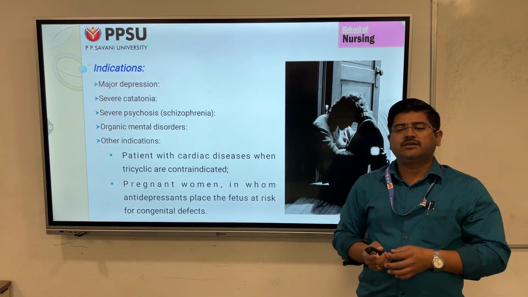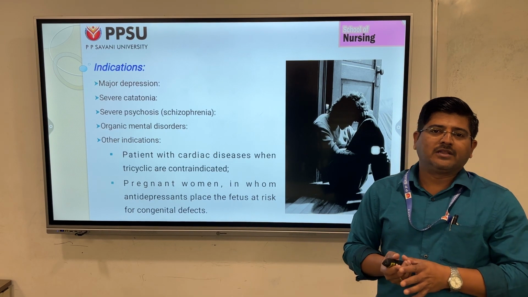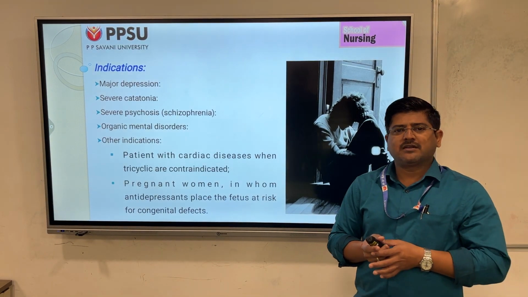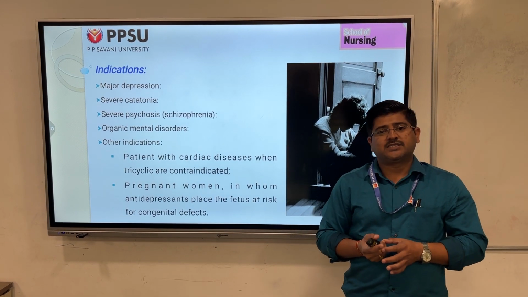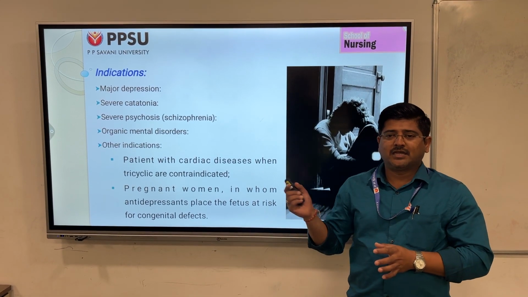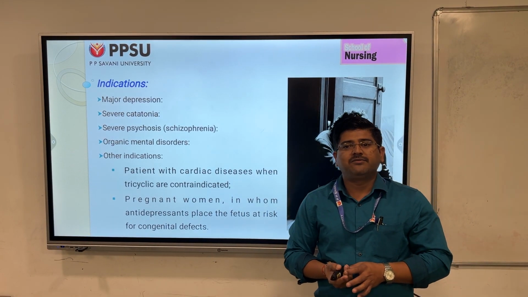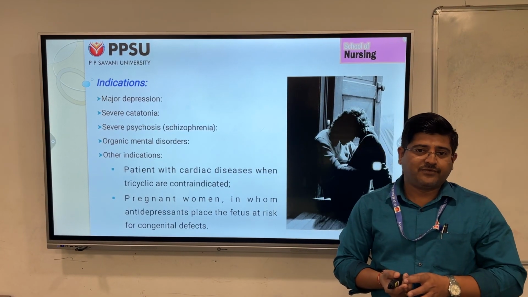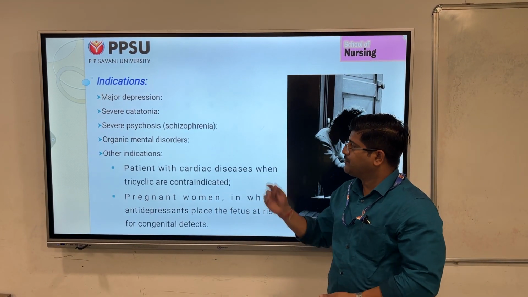And indications: in which conditions do we commonly give ECT? ECT is not indicated in all psychiatric conditions, but majorly in certain indications, which are listed. One is major depression. Commonly, when a patient is suffering with depression, we use ECT. Second one is severe catatonia. This we commonly see in catatonic schizophrenia. Also if the patient is having some catatonic movements, we commonly use this ECT.